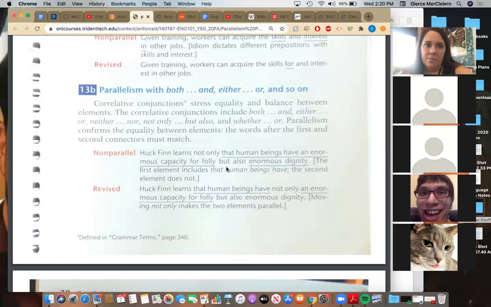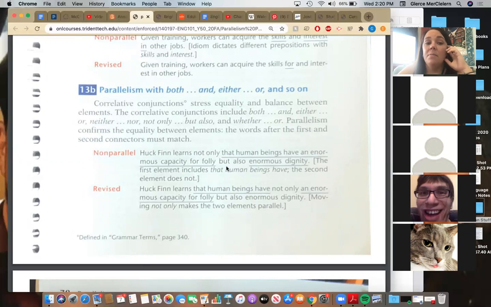This is basically more examples of the same stuff. It's just talking about both and, either or, neither nor, that kind of thing. Not only, but also, because you can recognize that you're going to have two sides of those things: neither this nor this, not only this, but also this. There's always going to be some kind of parallel there, and you need to make sure that both sides are actually correct.